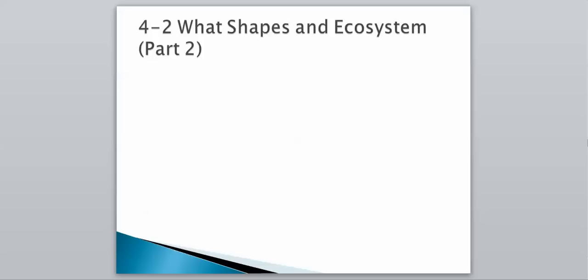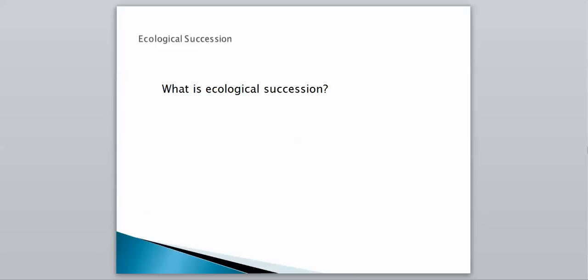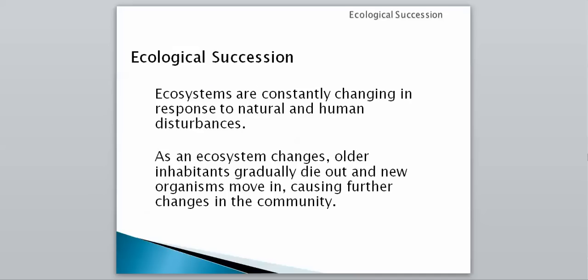So we looked at all the different relationships that organisms had last time, and now we're going to take a look at a new phenomenon that's known as ecological succession. So it's going to be basically how ecosystems can change over time. And so ecosystems are constantly changing in response to natural and human disturbances.